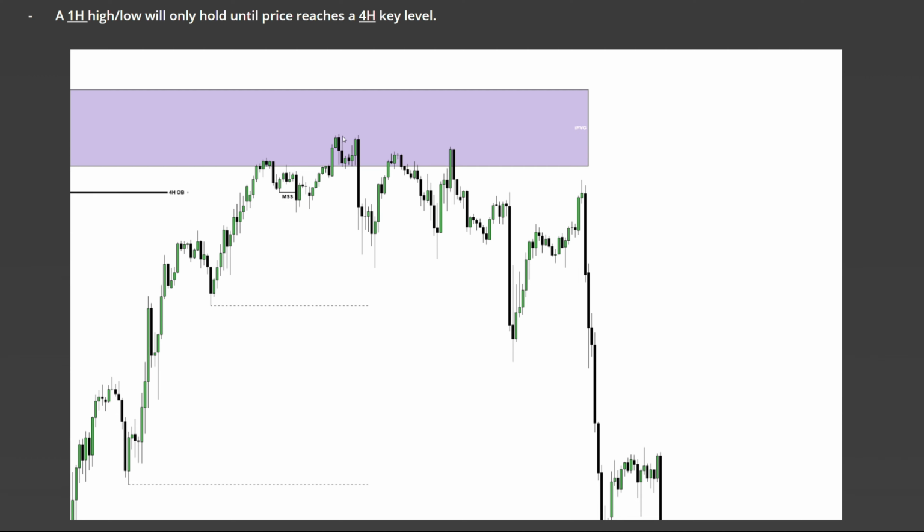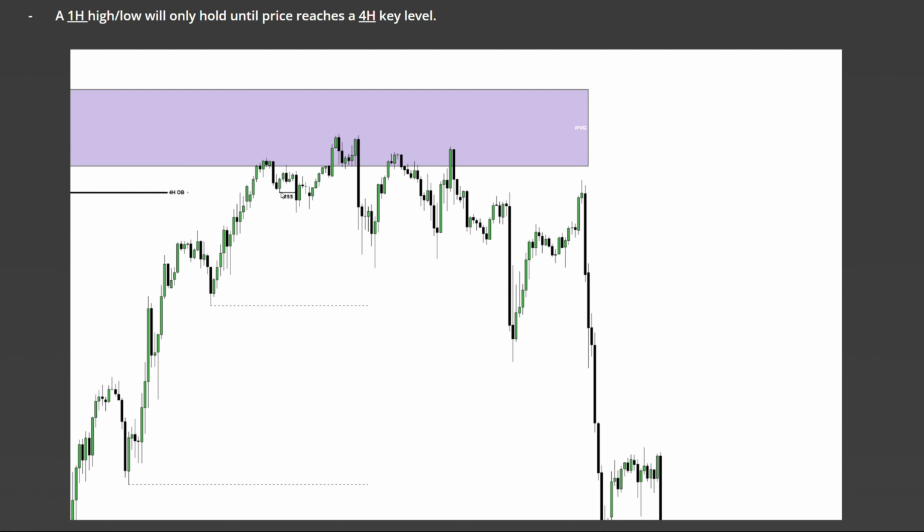However, we do end up breaking this high, digging deeper into the 4-hour order block and 4-hour inverse fair value gap before eventually showing a true market structure shift by closing below this low. This is not a market structure shift simply because this low did not break a high. This was simply a low that formed after this high.